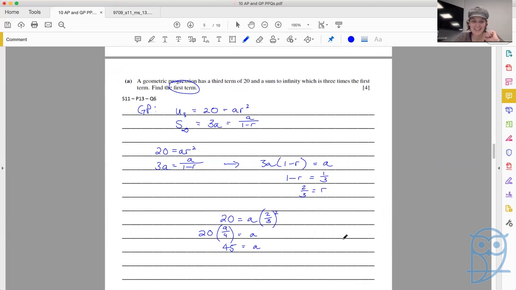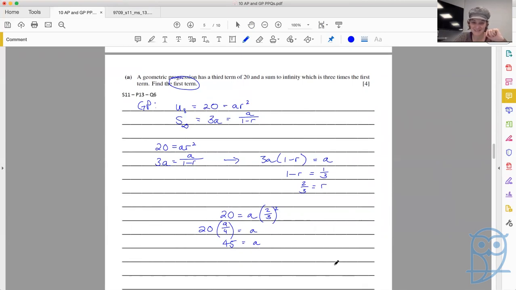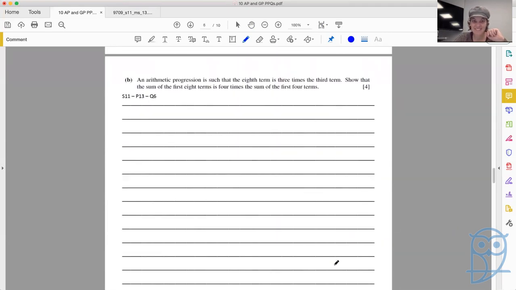Okay, are we feeling a bit shaky? Shall we do another one, and let's see the world come back to rights. Okay, so an AP is such that the 8th term equals 3 times the 3rd term, U3. Show that the sum of the first 8 terms is 4 times the sum of the first 4 terms.